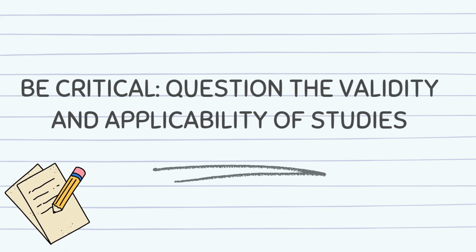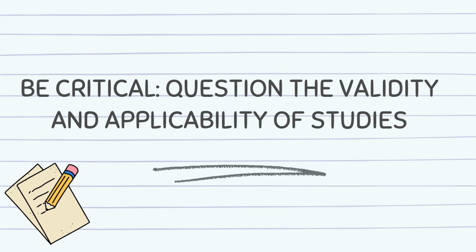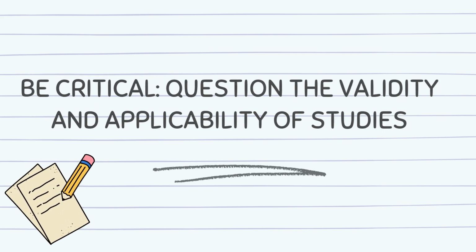Why being critical is essential in Chapter 2. A. Avoids blind acceptance of research. Not all studies are equally reliable. Some may have flaws in methodology, sample size, or bias. Helps in distinguishing high-quality studies from weak or outdated ones.